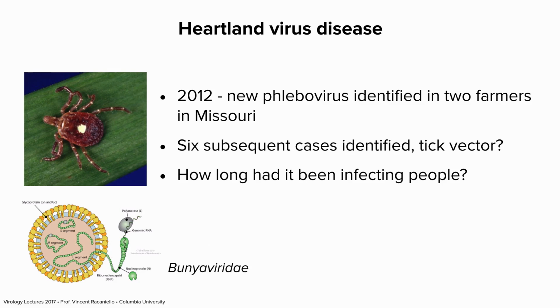So here's an interesting example of a more recent one, which seems to be pretty rare. This is called Heartland virus disease. And this was first identified in 2012. It's a Phlebovirus, which is a genus in the Bunyaviridae, just like the hantavirus is a genus in the Bunyaviridae, same kind of virus. So these were identified in 2 farmers in Missouri. So 2 separate cases of farmers came to the hospital with high fever and thrombocytopenia and a number of other indications. And smart doctors connected the 2.